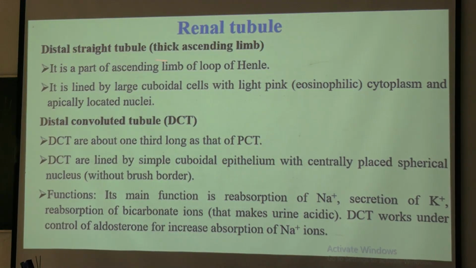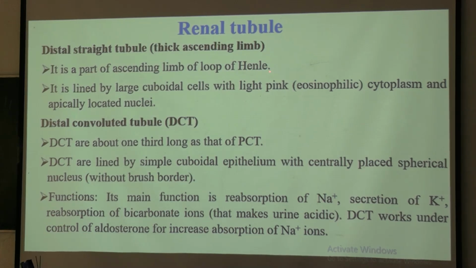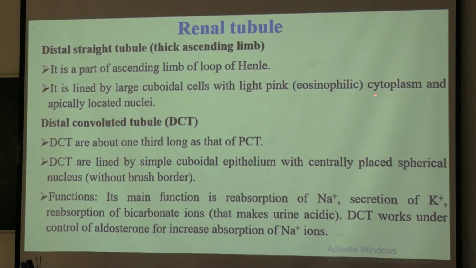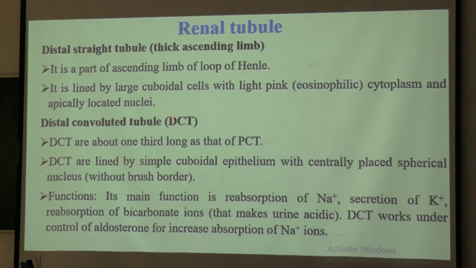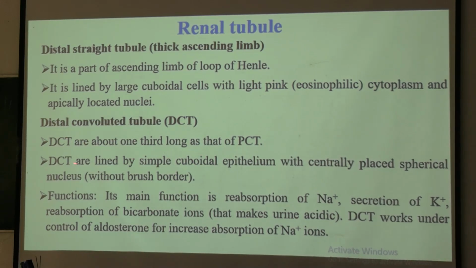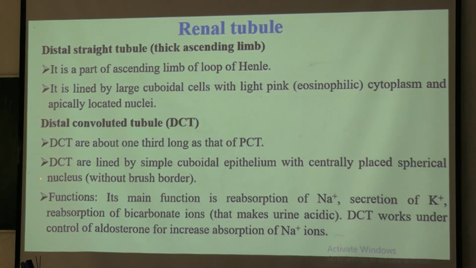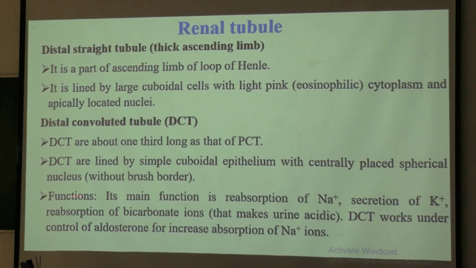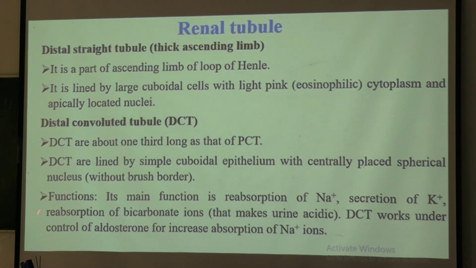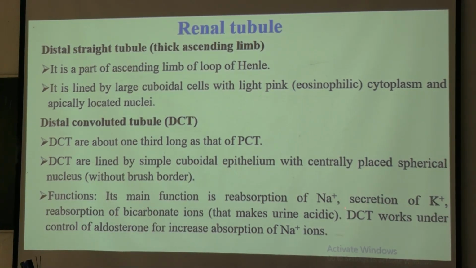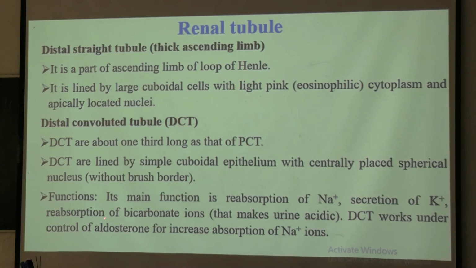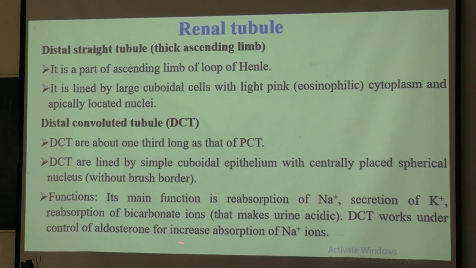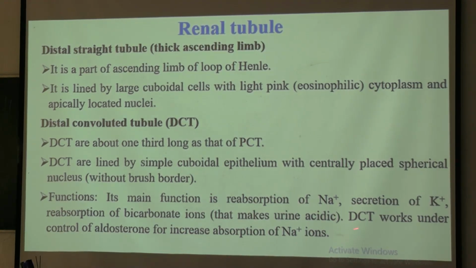So the renal tubule, distal straight tubule or thick ascending limb, part of the ascending limb of the loop of Henle, is lined by large cuboidal cells with light pink or eosinophilic cytoplasm and apically located nuclei. Next is the distal convoluted tubule. They are about one third as long as the PCT, and the DCT is lined by simple cuboidal epithelium with centrally placed spherical nucleus without brush border. Its main function is reabsorption of sodium, secretion of potassium, and reabsorption of bicarbonate ions that makes urine acidic, and the DCT works under control of aldosterone for increased absorption of sodium ions.